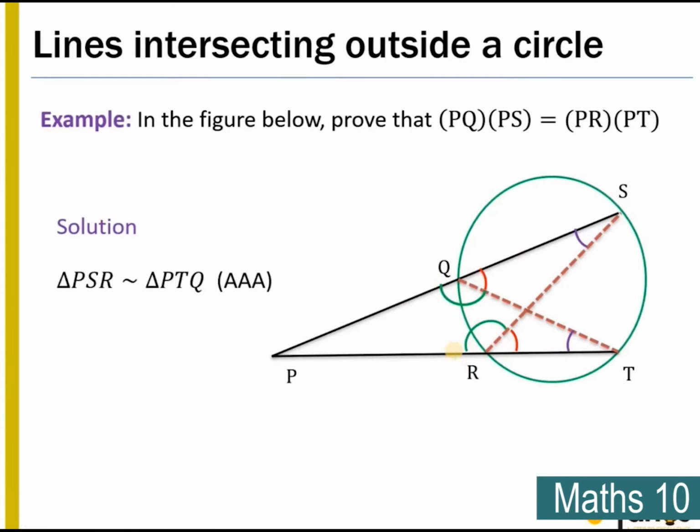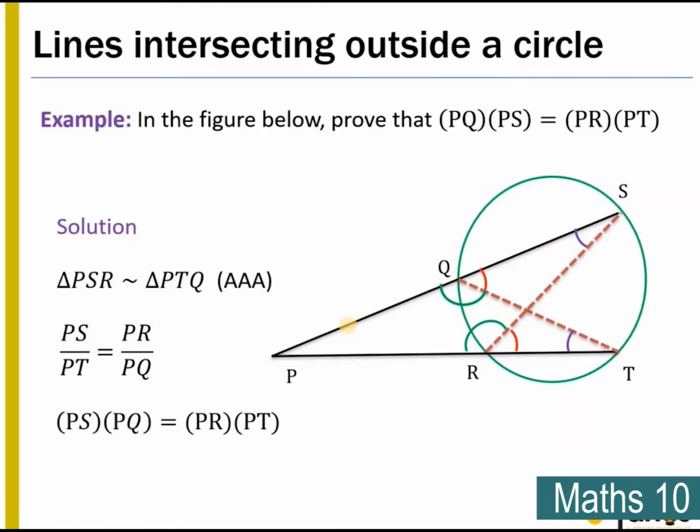So triangle PSR, which is this one here, is similar to triangle PTQ, which is this one here, by angle, angle, angle. So the ratio PS, this long side, over PT, this long side, is equal to the ratio PR, this short side, over PQ, this short side. So PS times PQ equals PR times PT.